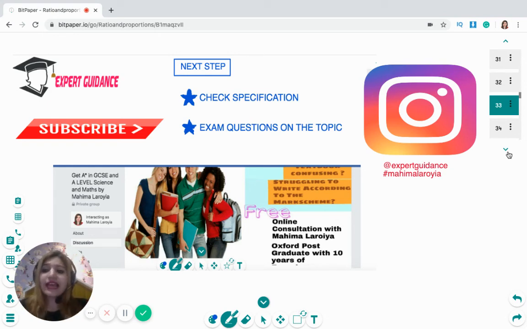Now, again, as always, do questions by topic so that you can feel confident and you can see what the different types of questions are that are set out in the exam. And do not forget to check the specification.